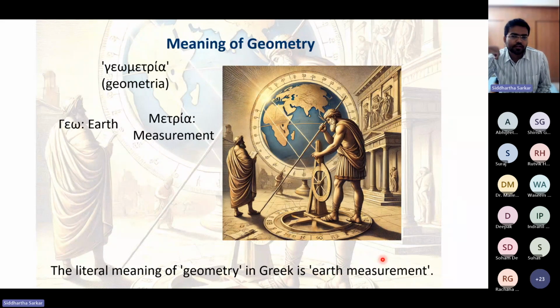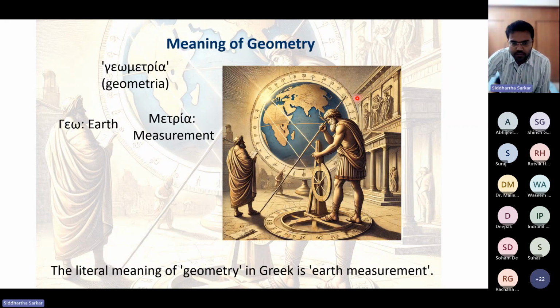And I'm showing a picture here. It's a nice picture. It's an artist's illustration of something happening somewhere in Alexandria. Anybody has a clue what this picture is about? So there is a person, he has some tools. He's looking at the sun and there's a globe. So this is Eratosthenes. This is about 300 BC.